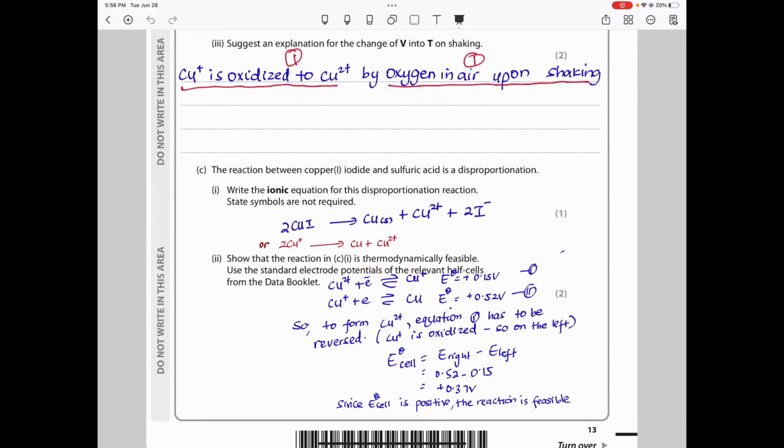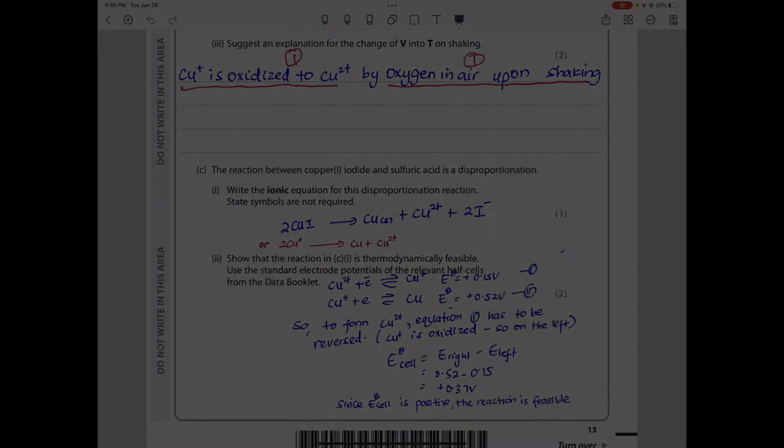So when I say E theta for the cell should be E right, this is going to be the E right and that is going to be the E left. And when I subtract the 2, I get a positive 0.37. Since this is positive, the E theta for the cell is positive, therefore this reaction will be feasible. I will continue on to the next part.